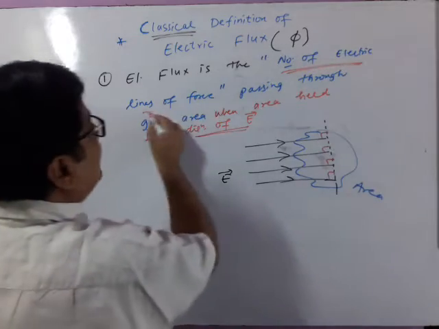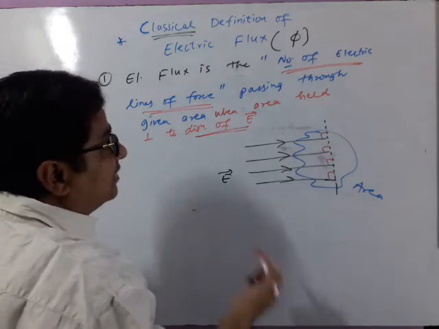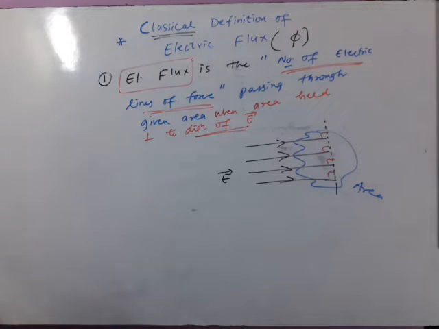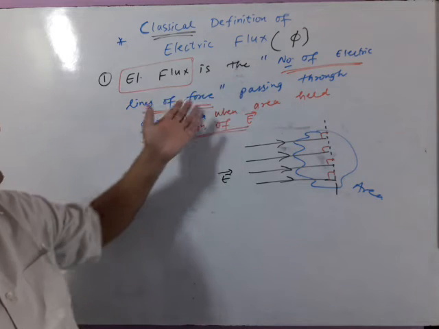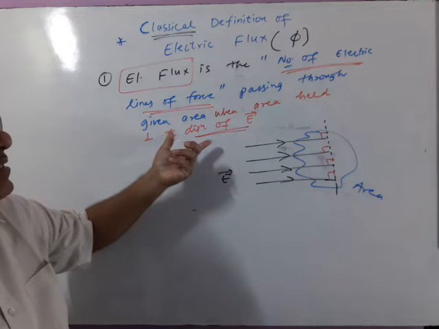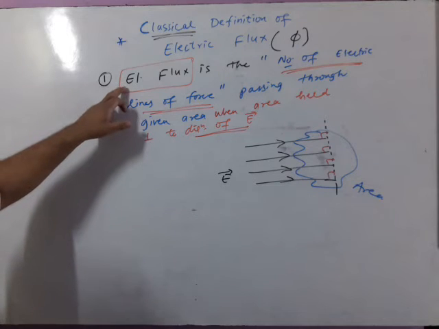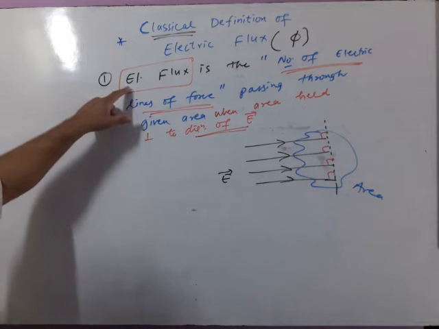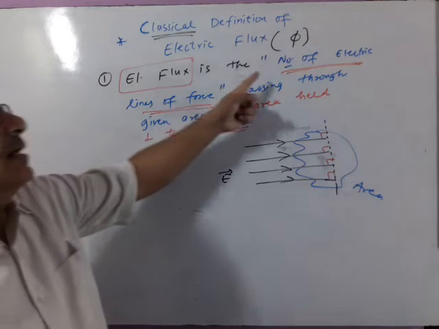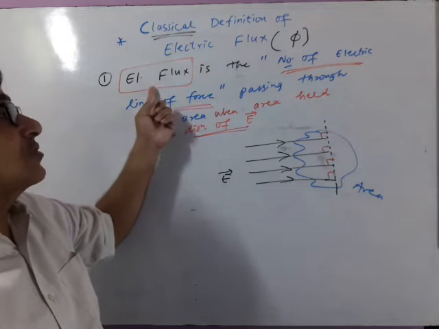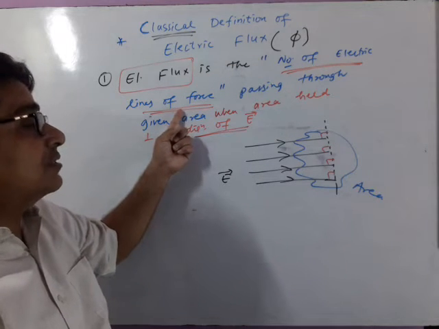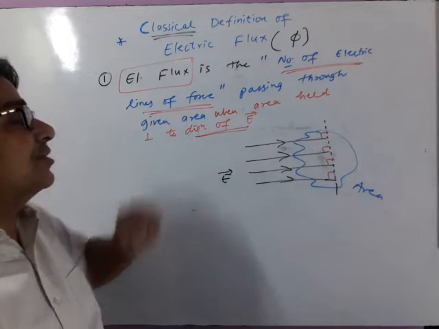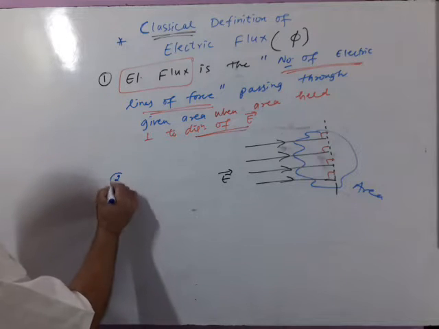Those number of electric lines of force, or number of electric field lines, is called electric flux. Remember, in so many numericals we will be asked to find the number of electric lines of force or the number of field lines. So you will come to know this is electric flux being asked. So I am repeating, electric flux is called the number of electric lines of force passing through a given area when the area is held perpendicular to the direction of the electric field.